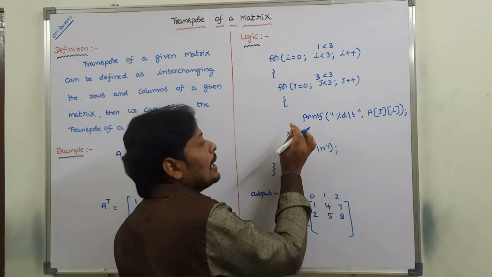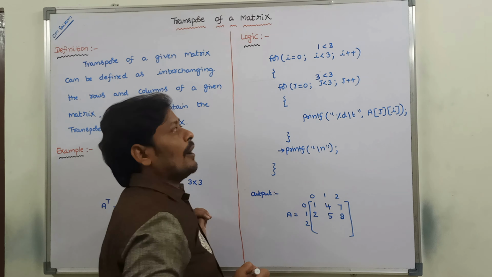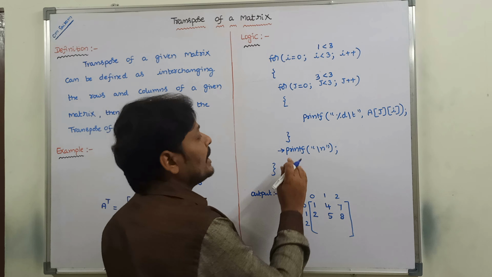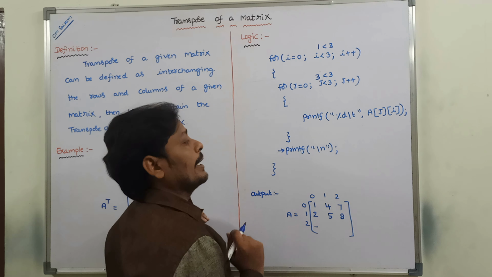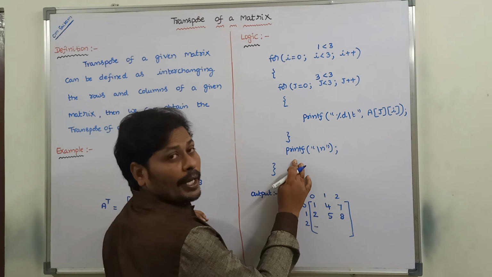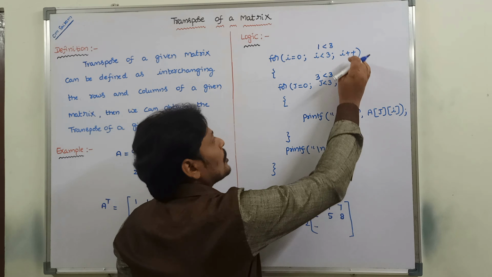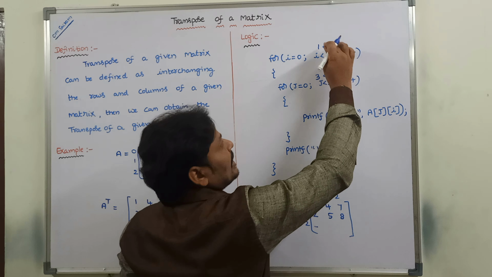Inner for loop starts here. Inner for loop ends here. The control goes to the next statement after the inner for loop. printf("\n"). The control goes to the next line. After executing the statement after the inner for loop, again control goes to the outer for loop. In the outer for loop, i value is incremented.